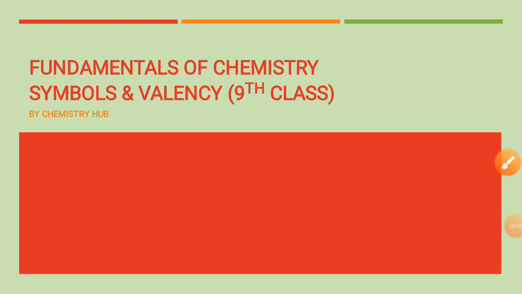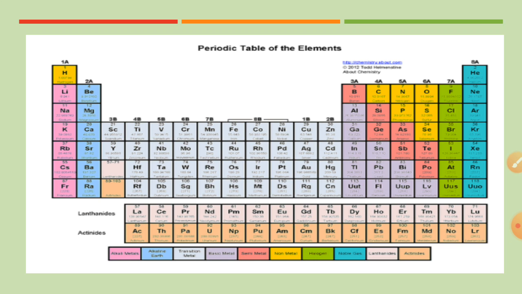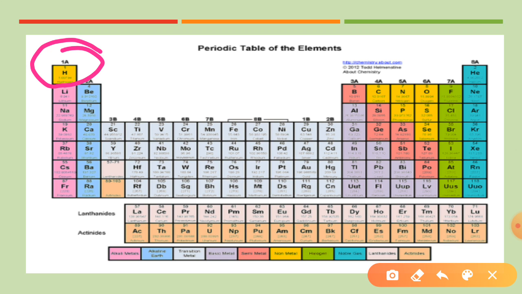In this lecture we will talk about symbols and valency. As you can see in this periodic table, different elements are shown. Each element is represented by a symbol. Symbol is the representation of an element. We can say that symbols are the abbreviations for the name of an element.